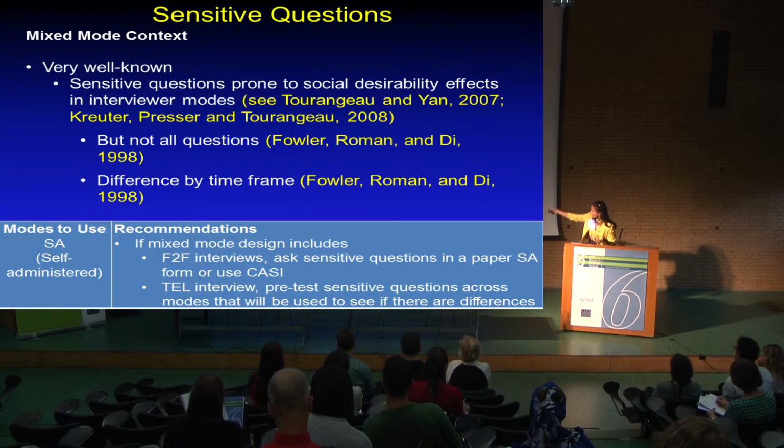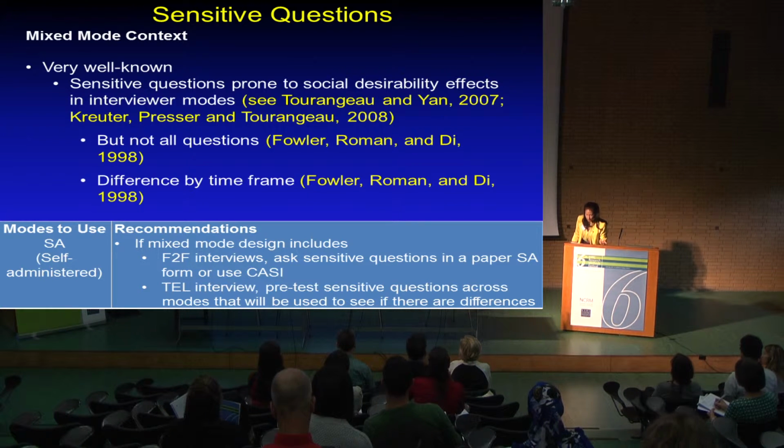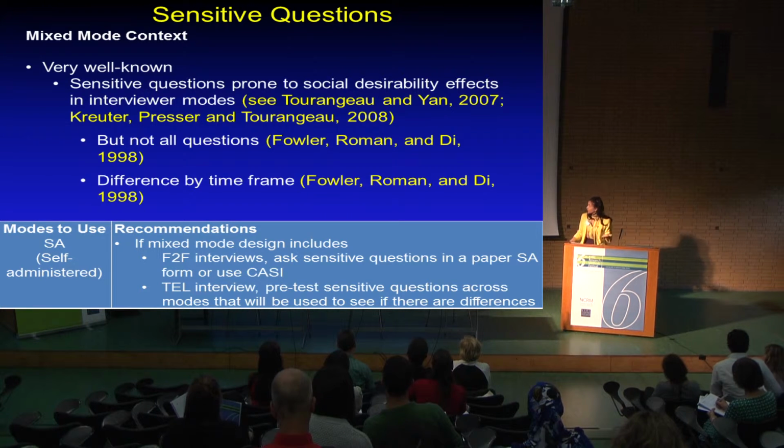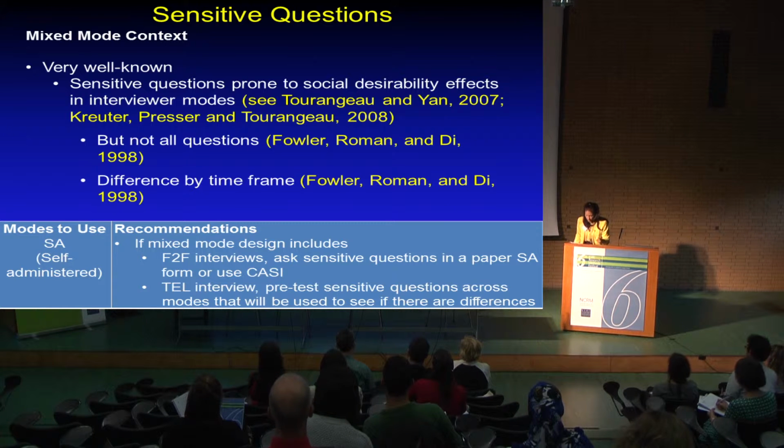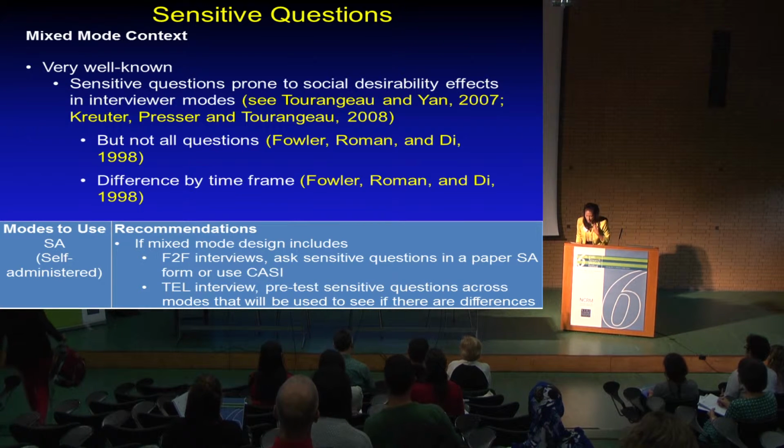Anyway, at the bottom of this slide, we've got different modes, and then we've got some recommendations, but I just want to point out that we've got some abbreviations. SA is for self-administered, F2F for face-to-face, TEL for telephone, and in places we've used R for respondent, just so you're up with what we're doing.